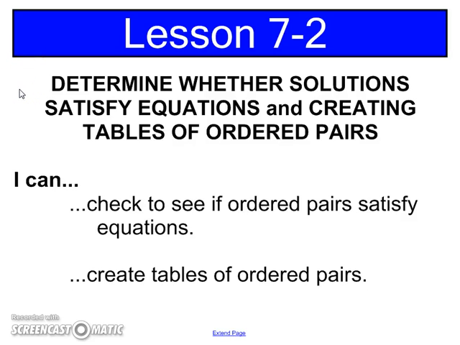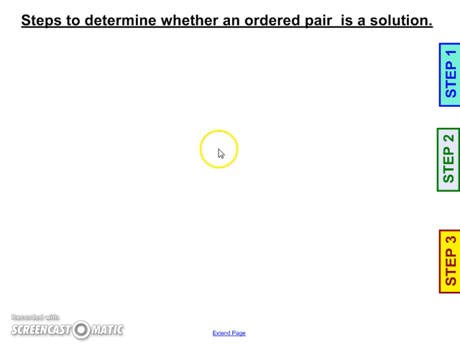Okay, so chapter 7.2, we continue with our things related to graphing. Two things we're going to deal with in this chapter: first, to determine whether possible solutions satisfy an equation, and those will come in the form of ordered pairs. And then we're going to create tables of ordered pairs, and those will begin with an equation.